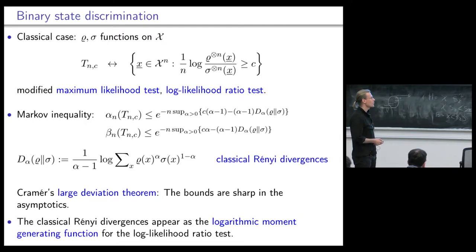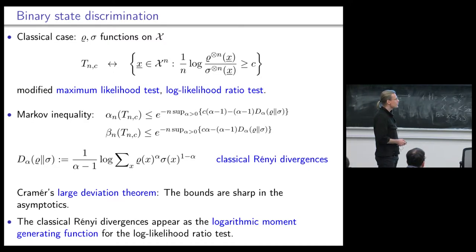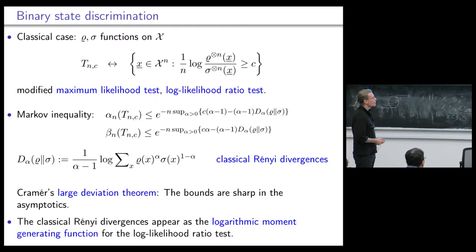error exponent computation problems. And the reason is that in classical probability theory, this is a very natural kind of decision scheme to consider. And the corresponding error probabilities can be computed using large deviation theory. And in large deviation theory, you get the so-called logarithmic moment generating functions. And they are going to decide how fast these error probabilities are decaying. And the logarithmic moment generating function corresponding to this log likelihood ratio test is exactly the Rényi divergence.